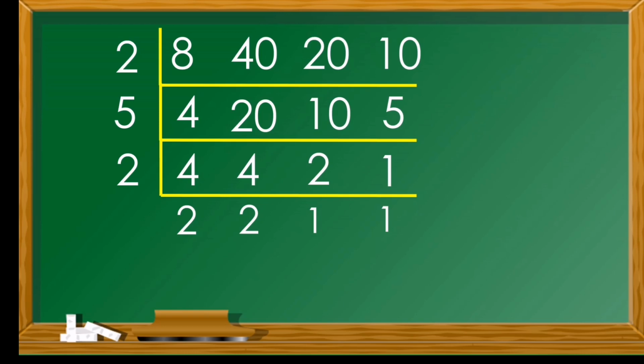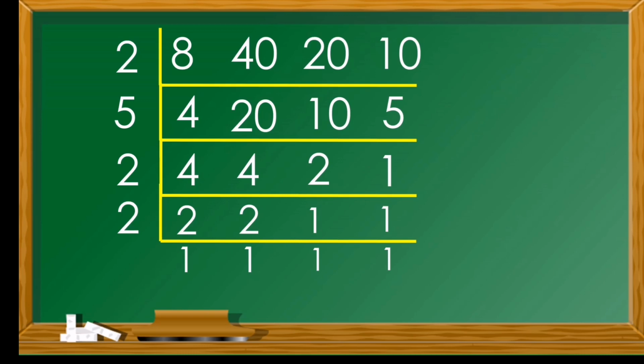Can we divide this by another number? Yes, we can use 2. So 2 divided by 2 equals 1. 2 divided by 2 equals 1. 1 divided by 2 cannot be, so bring it down. Then 1 divided by 2 cannot be divided, so bring it down. So our quotient is 1, 1, 1, and 1.